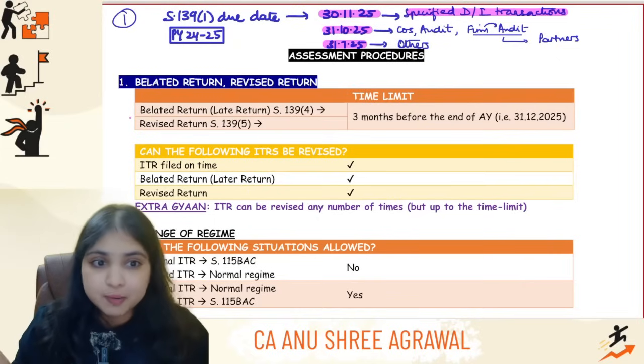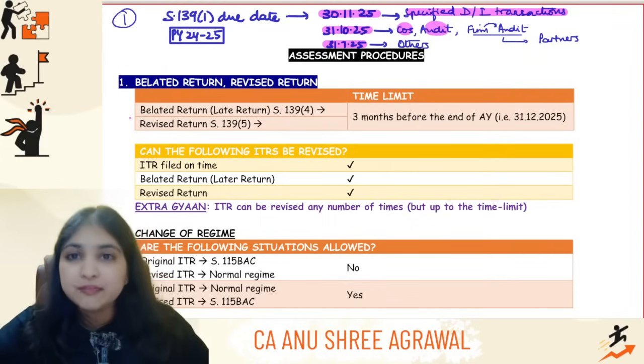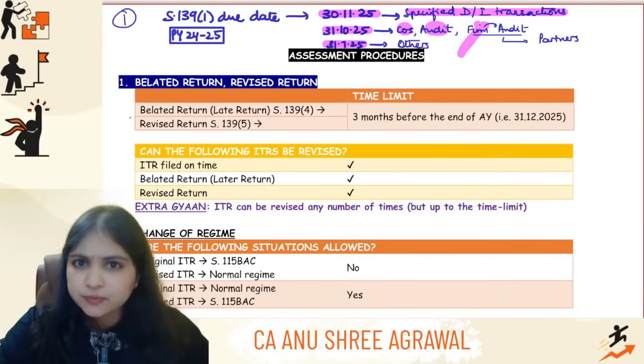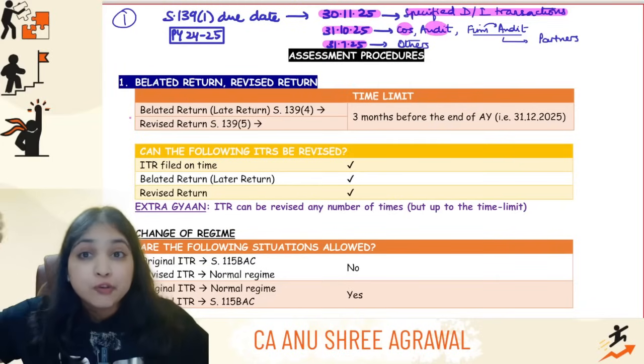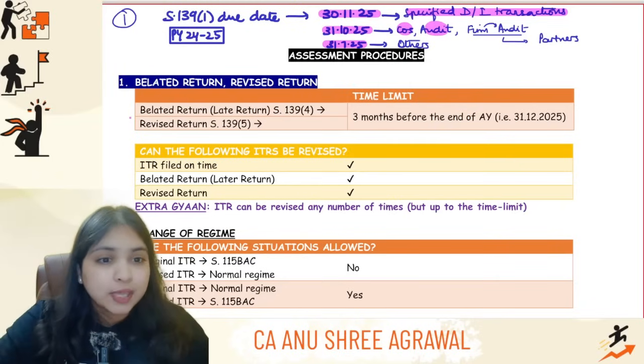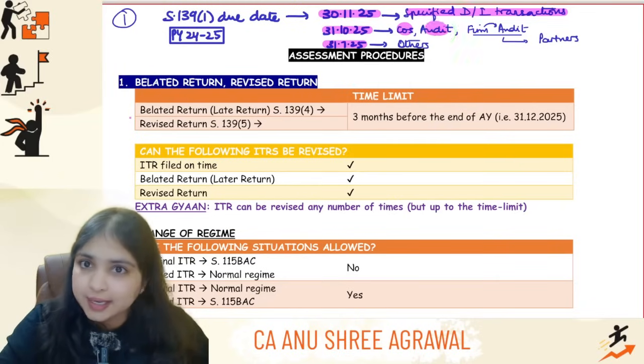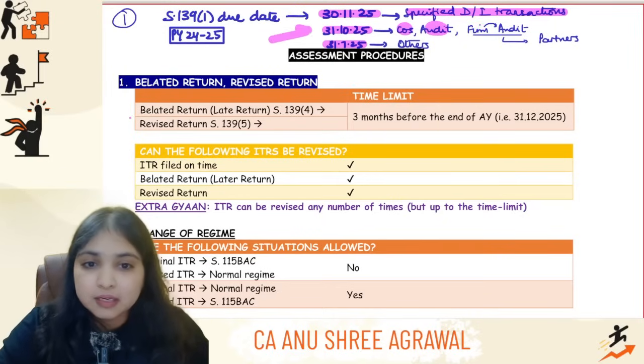Which 3 assessees? Number 1, to all companies. Number 2, to all assessees to whom audit is applicable. Number 3, listen to number 3 carefully. If there is a firm, can be partnership firm or LLP, if for that firm audit is applicable, so that firm will get fit under the second point, guys. For that firm, the time limit will be 31st October.